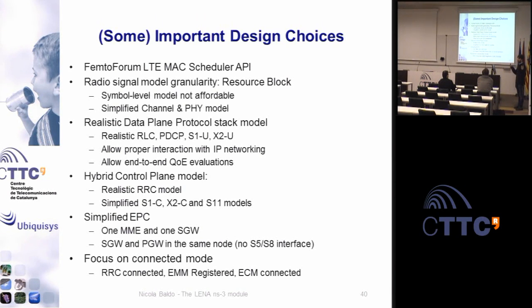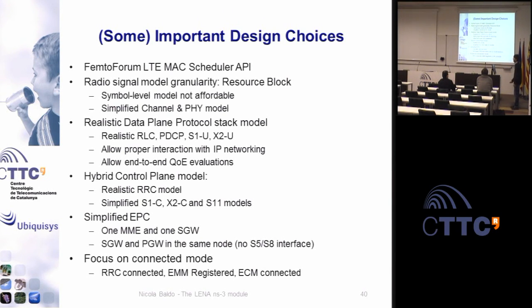But LTE does not work with IP packets because at the radio level, performance is determined by transport blocks that are transmitted and so on. So in order to map properly an IP packet to a transport block, you need to have a realistic RRC implementation that takes care of the fragmentation of an IP packet. So that's the reason why we have an almost complete implementation of RRC inside our model.